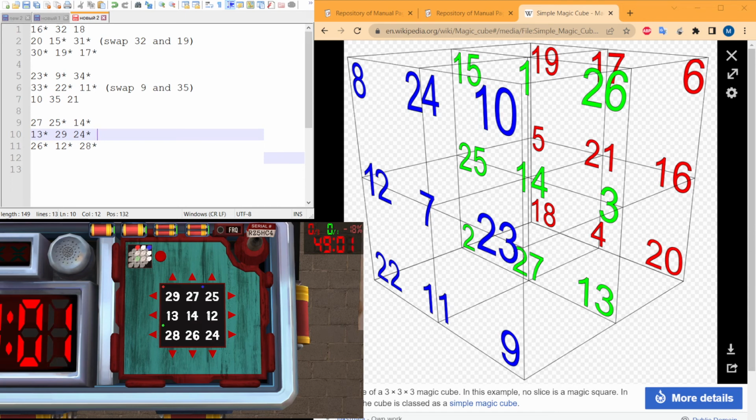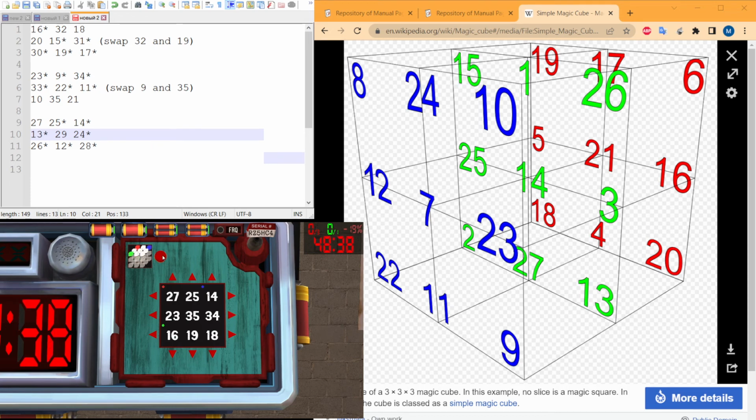Last is 27, 14, 26, 28. In the middle row is 13, 29, 24, and 25 and 12 are on their positions. Okay, so this does not need to be swapped.